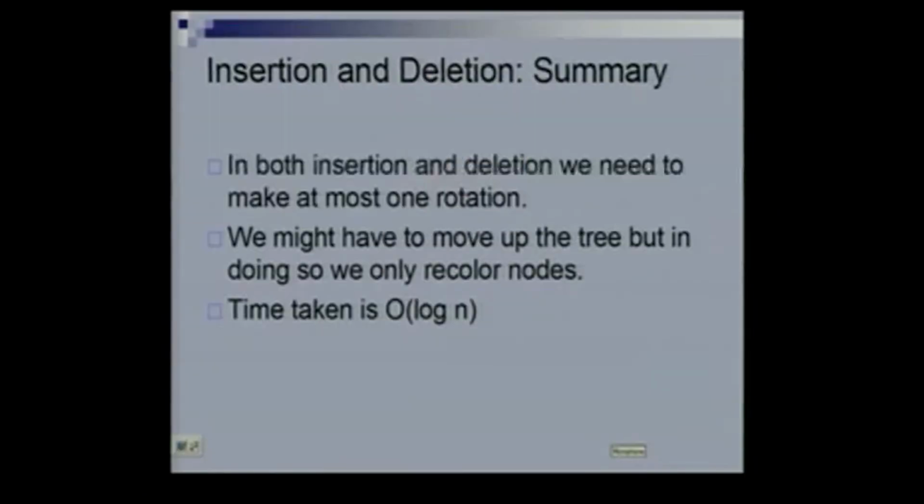So, again, what we have seen in this insertion process is that either we had to do one rotation to take care of the problem, and if we could not take care of the problem by one rotation, then we moved the problem up to the next level. But when we moved the problem up to the next level, we just did a recoloring of the nodes.